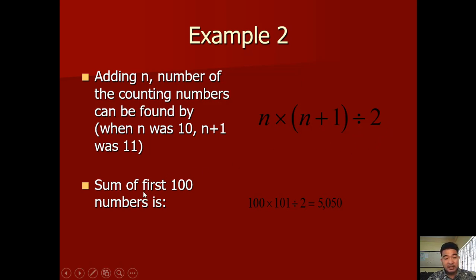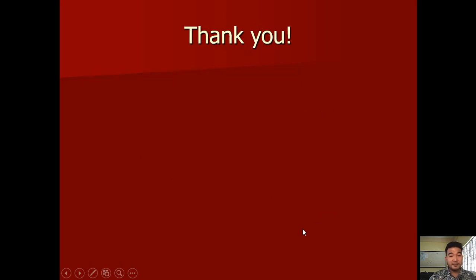So to get the sum of the first 100, you will just have 100 times 100 plus 1, which is 101. That is equal to 10,100. And then divide it by 2 is equal to 5,050. So there you go. That's another way of solving problems.